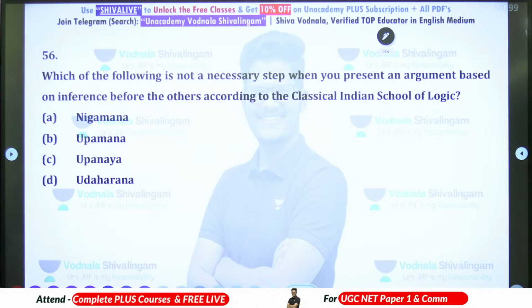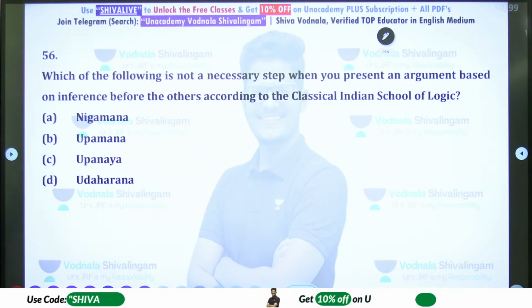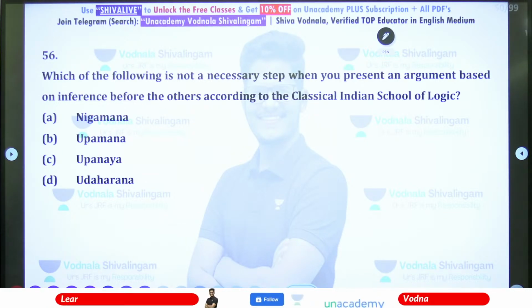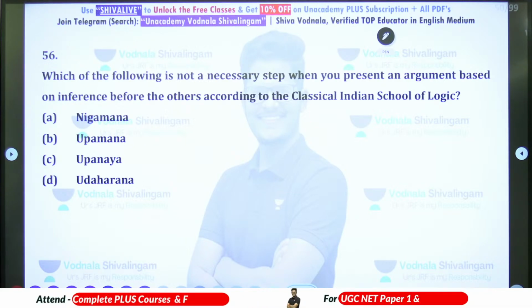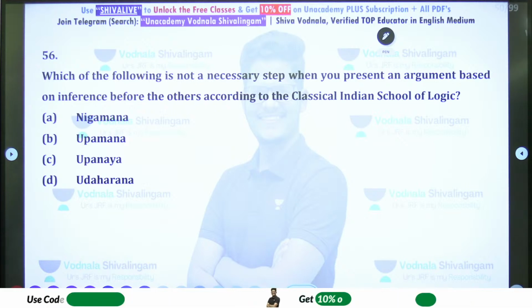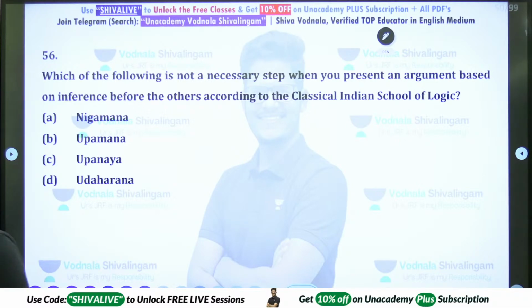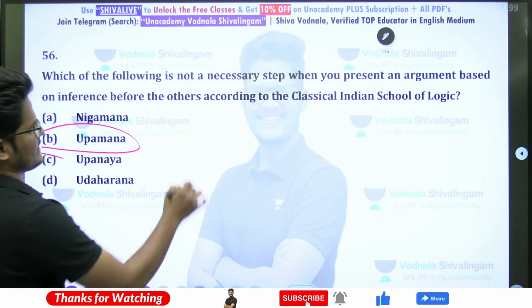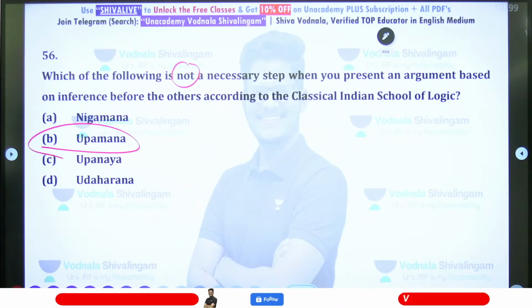Which of the following is not a necessary step when you present an argument based on inference, according to the Indian school of logic? The answer for this question is B, Upamana. It is not a necessary step when you present an argument based on inference according to the classical school of Indian logic.